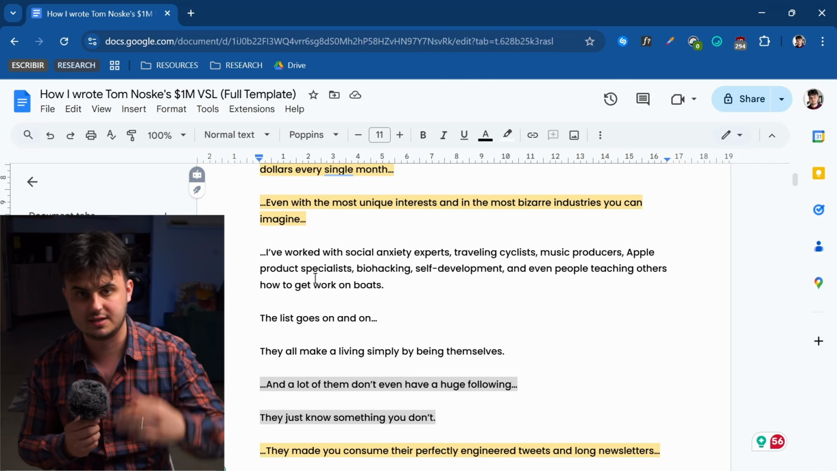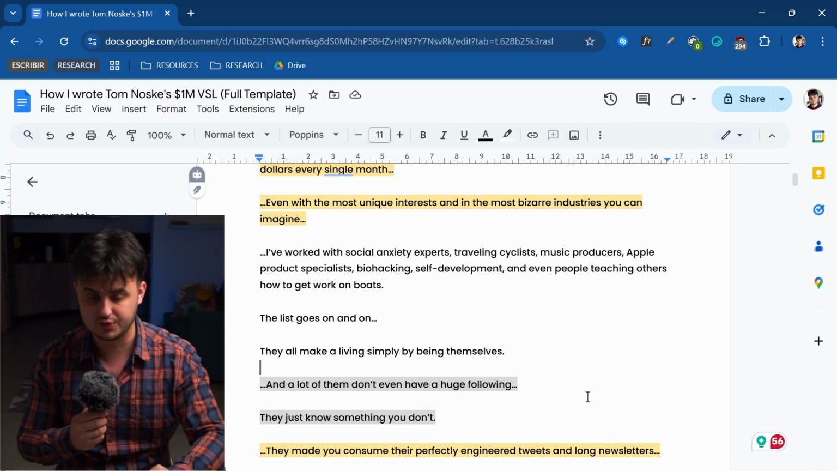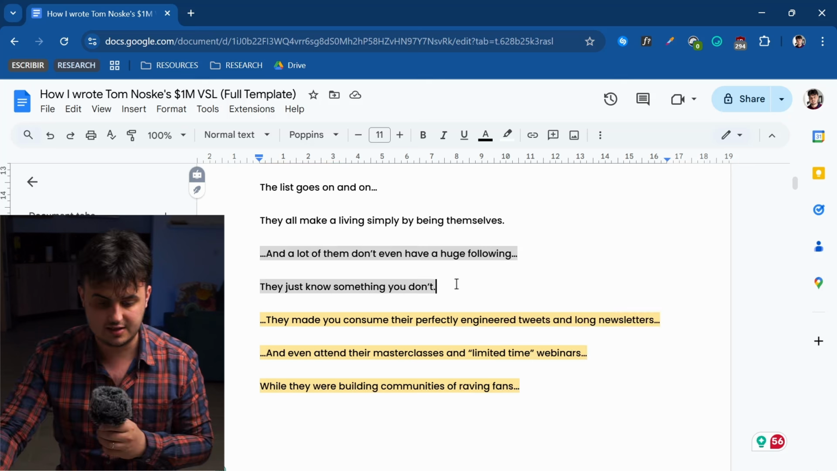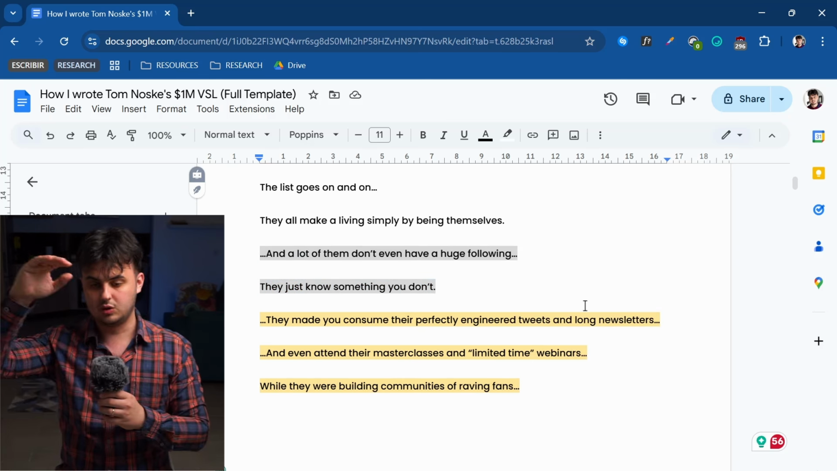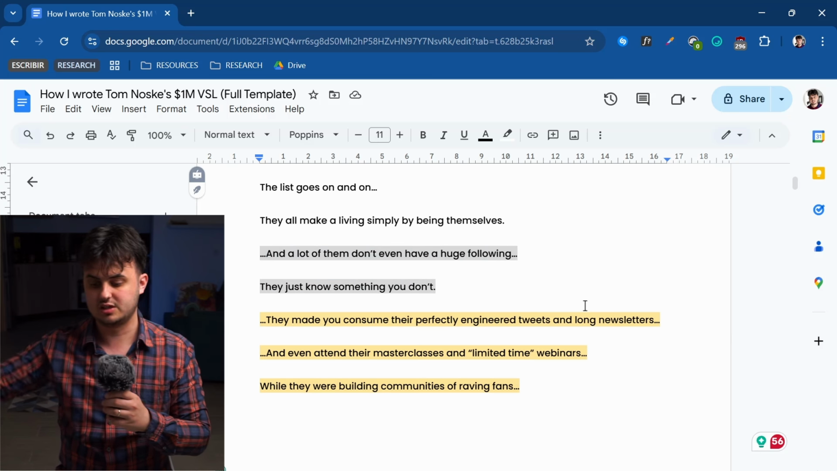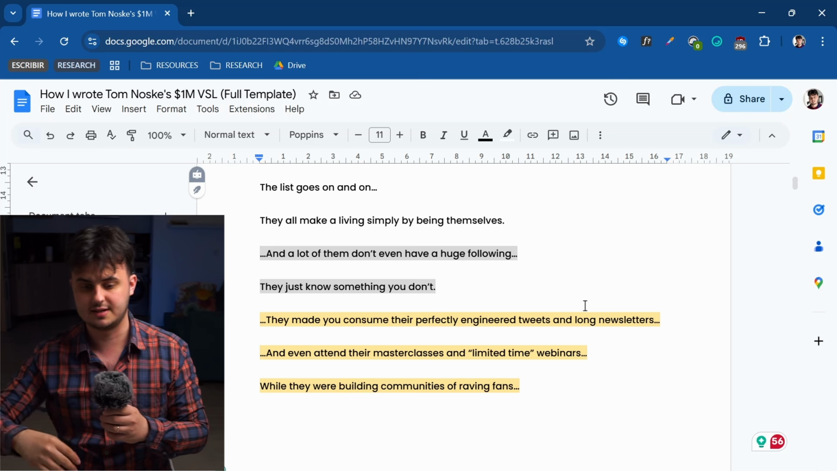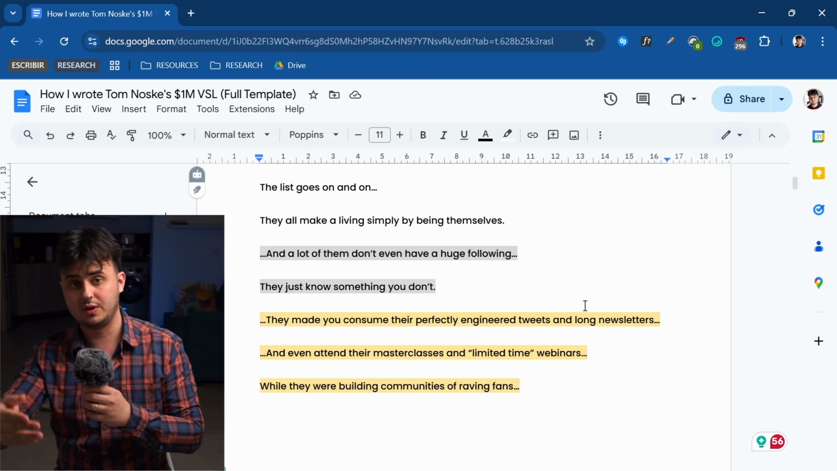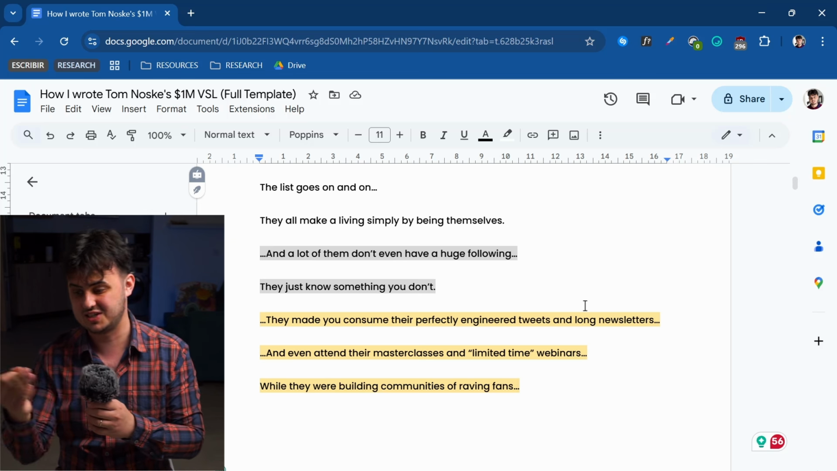And here we're showing them that this is possible for anyone. Social design experts, traveling cyclists, music producer. So they can be like, okay, if it worked for them, then it can work for me as well. And this is very important as well. And a lot of them don't even have a huge following. They just know something you don't. We're breaking all these limitations and objections because some people can think, well, yeah, of course they're making money because they have this big audience. But then we're breaking this here because we're telling them, it's not that they have a big audience, because we have people that don't even have a big audience. They just know something you don't.